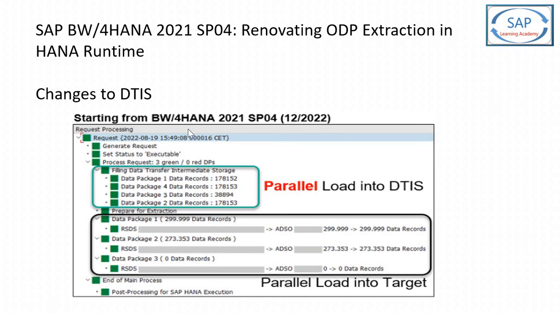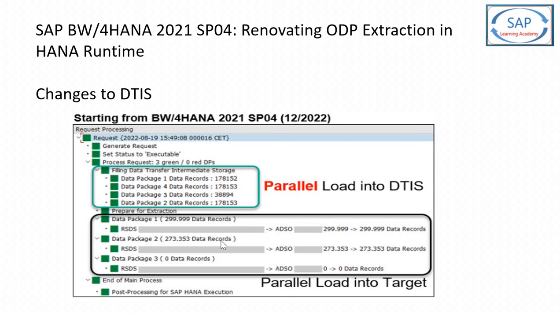Earlier, when we were extracting the data from any ODP source into BW, the loading mode was always serial. But now this has been changed. This restriction is now removed, and we're going to have parallel extraction so that the time consumption which was taken earlier will now be reduced. So this is the main benefit in this service pack.